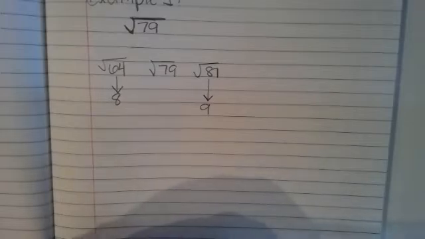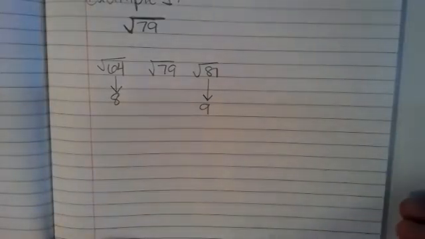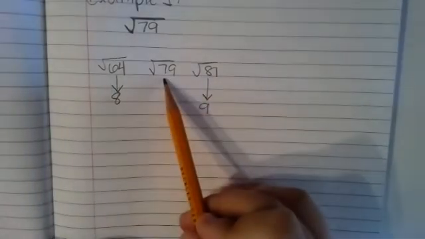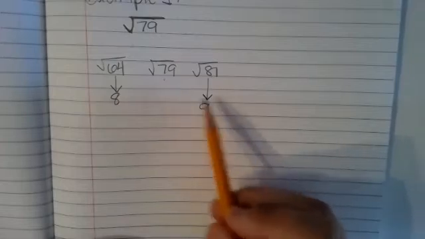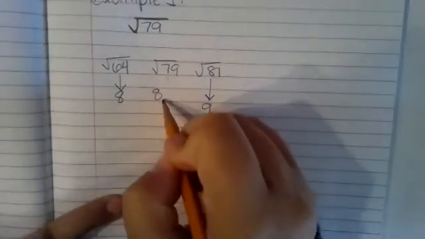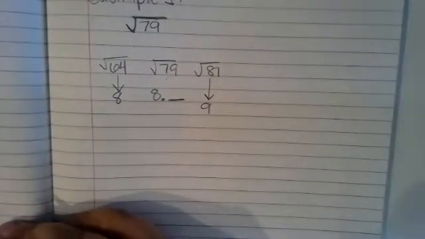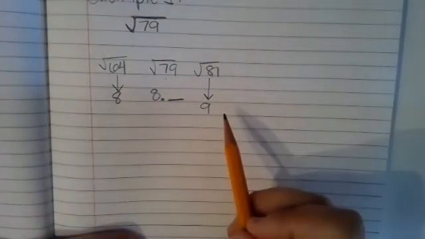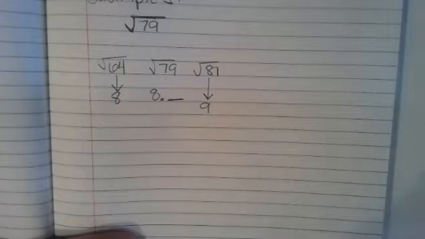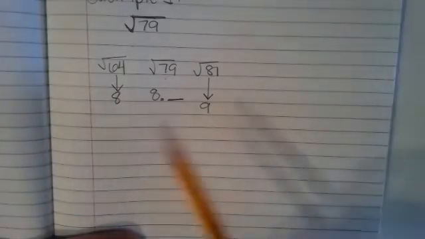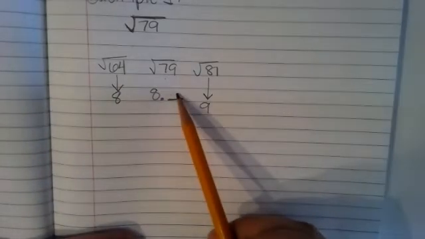Okay, so now I'm going to pause a moment and think, is 81 bigger than 79? The answer here would be yes. So 9 is too big, which means that this number has to be 8 point something, right? It can't be 9 because then I'm too far over. So it has to be 8 point something. Now that's something I need to figure out.